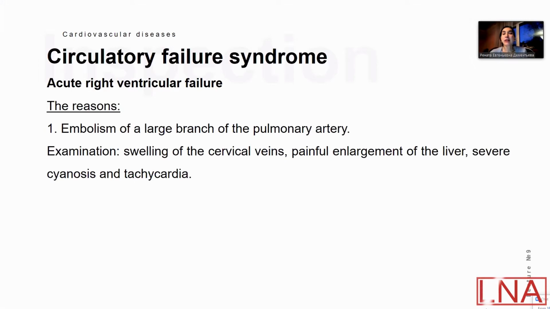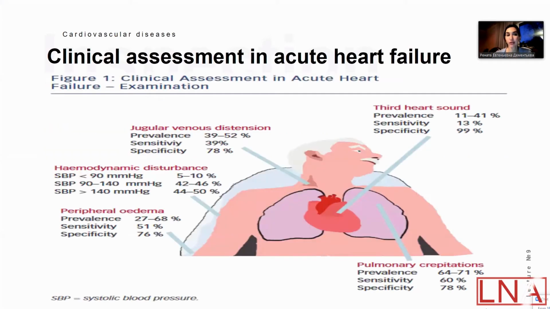The main reason for developing acute right ventricular failure, as we discussed, is embolism of the large branch of the pulmonary artery. During examination, what can we find? Swelling of the cervical veins, painful enlargement of the liver, and severe cyanosis and tachycardia during general examination.